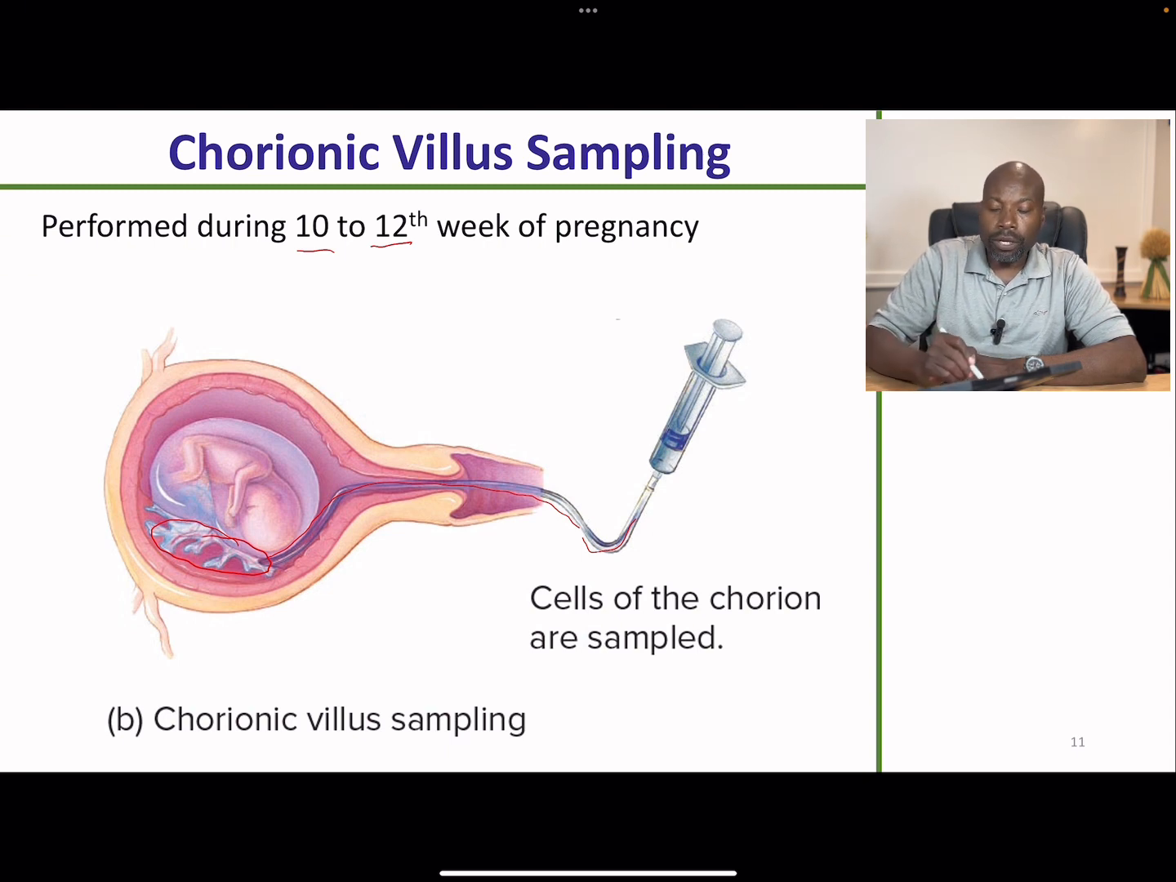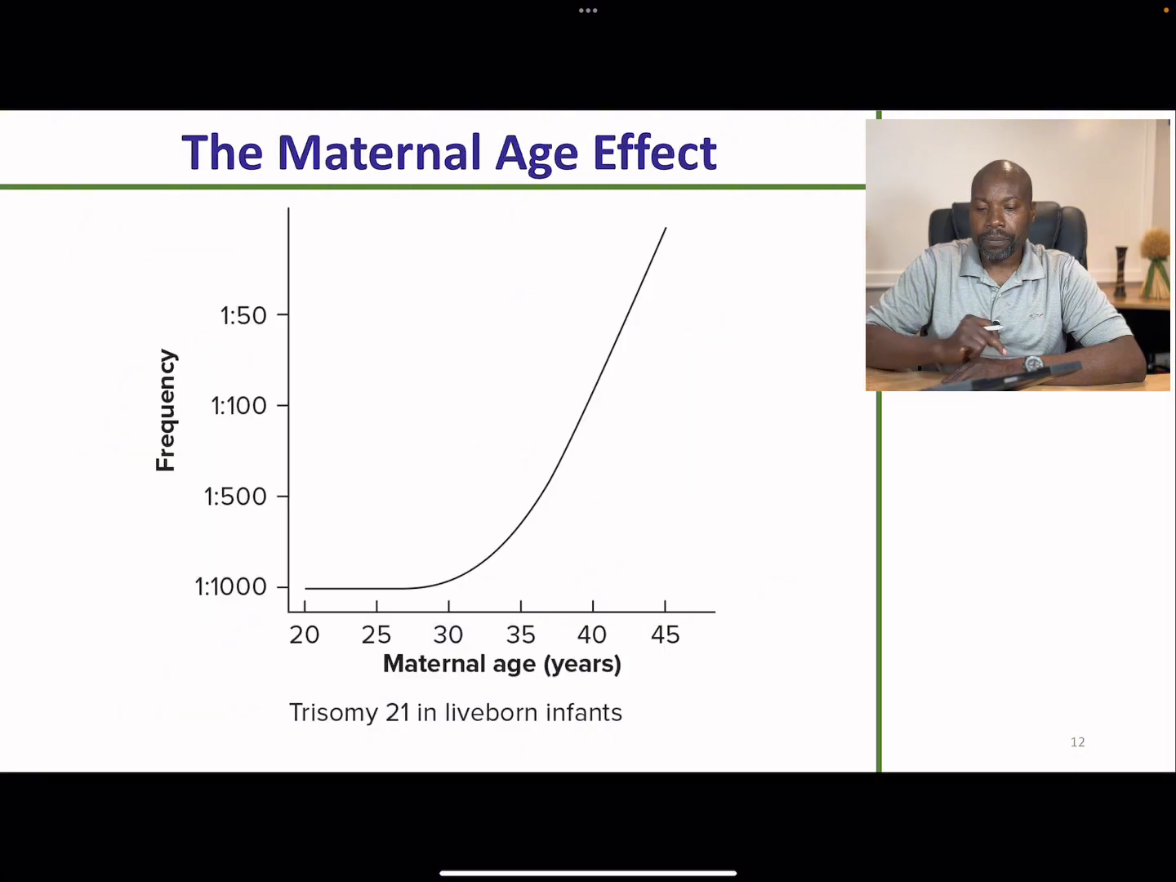So that's for the chorionic villus sampling. Now, just like with amniocentesis, the cells that are obtained are sent to a lab. They do cell culture, and then they extract chromosomes and analyze chromosomes that way.